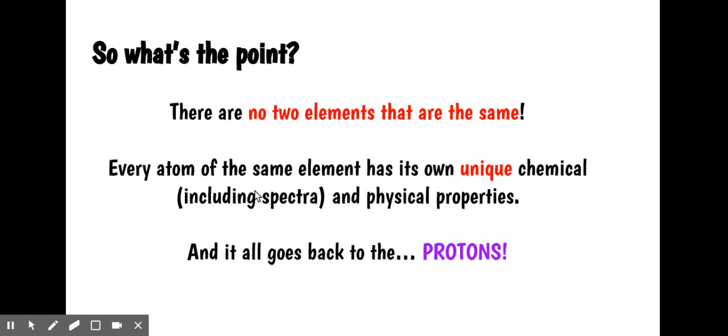Now, so what's the point of this? Before we do our flame test results, the big thing is no two elements are the same. They're all different because they all have different protons. And the protons change the physical and some chemical properties because protons also affect the electrons. If you have a proton, it's going to affect how many electrons you have. So every element has its own unique chemical properties, which includes spectras, and physical properties as well. And again, all comes back to the protons because that dictates most of the stuff within the atom.